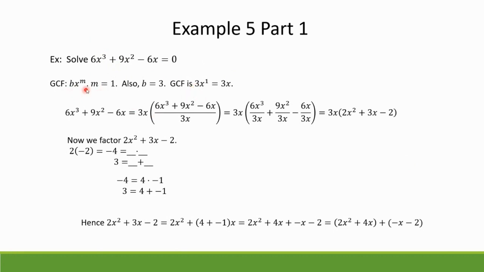All right. So here we have the coefficients are what? They're 6, 9, and -6. Well, the greatest common factor among those is just 3. You can list all the factors if you want, but it turns out to be 3. The smallest exponent of x, right? We have 3, x cubed, 2, x squared, and x to the first. m is 1. So that tells us the GCF is 3 times x to the first, which is just 3x.